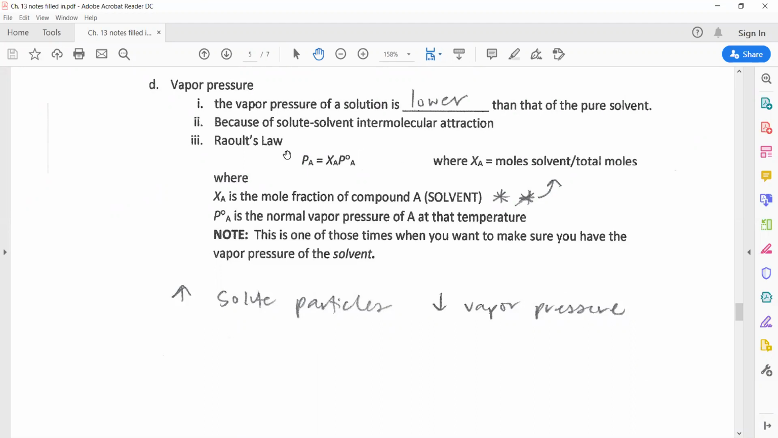The way we can calculate vapor pressure of a solution is using Raoult's law here. And what this is, the P_A, the vapor pressure of a solution, is equal to the mole fraction of the solvent times the original vapor pressure of the solvent. So this is really important here with this mole fraction because it's unusual. You want the mole fraction of the solvent, meaning you're going to put moles of solvent like water up top over total moles, salt and water, whatever it is in there. And then multiply it by the original vapor pressure of the solvent. I'll show you an example here.